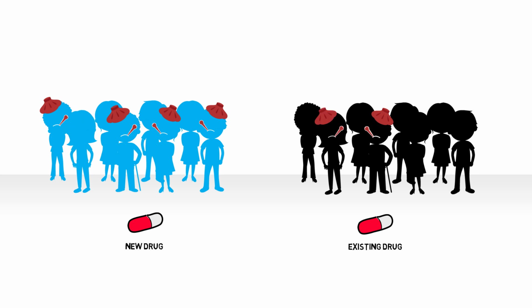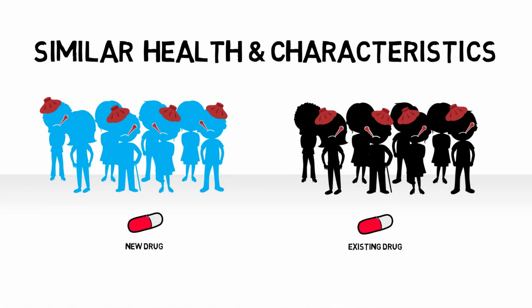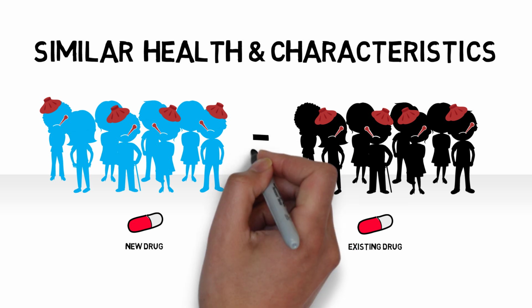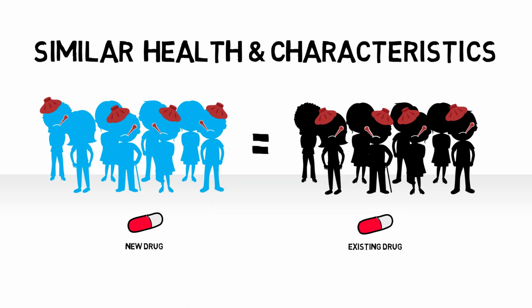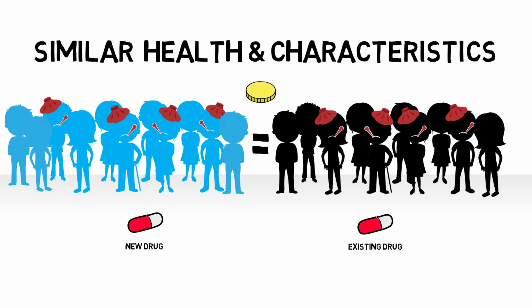To make sure that any differences in results between the study arms are caused only by the different drugs, the volunteer groups need to be similar in health and other characteristics. Like the saying goes, it's important to compare apples with apples. Randomization is supposed to help make the groups more similar. When volunteers are assigned randomly to the study arms, no one controls which group a volunteer will be in. Therefore, as long as there are enough volunteers, the study arms should be similar.